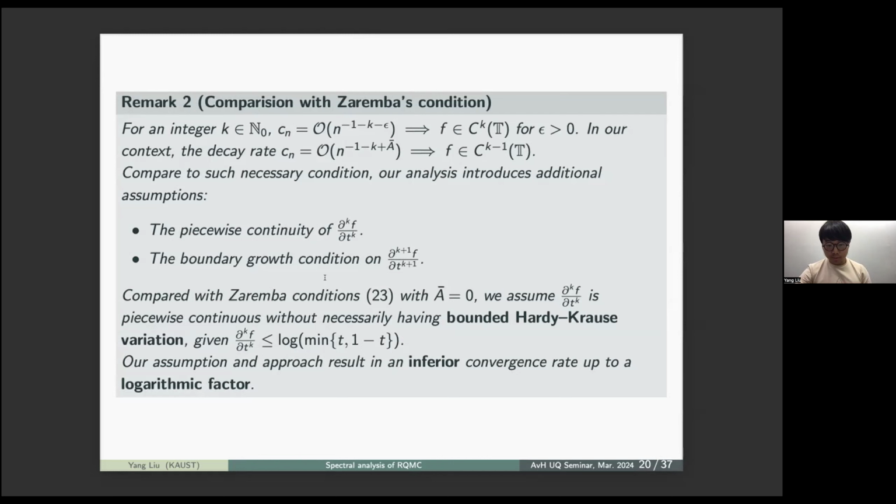And compare with the Randomized condition, he considers only the integers, so we let a bar be 0. And we assume that the kth order derivative is piecewise continuous. From the boundary growth condition, we can have this kth order derivative be less or equal than this log of the minimum of t or 1 minus t. So this term does not necessarily have a bounded Hardy-Krause variation, so we're not assuming this part. And our result is only inferior up to a log factor.